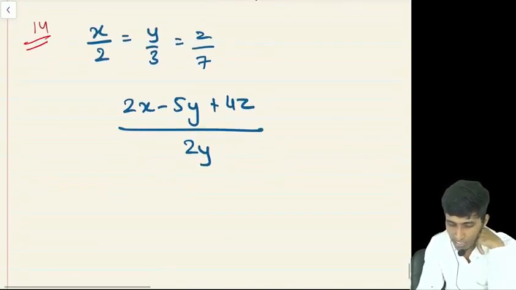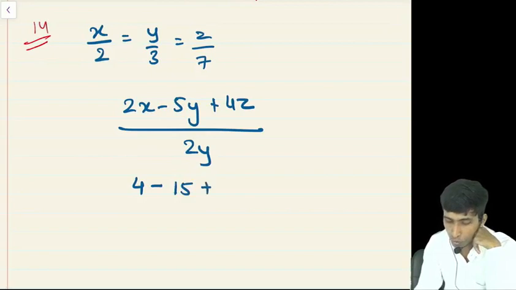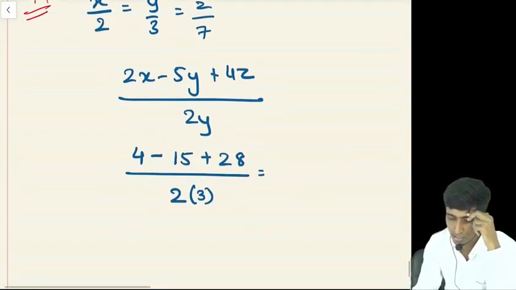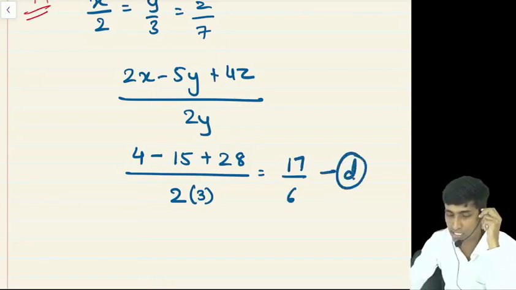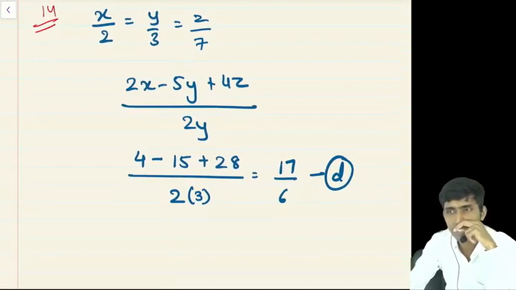2 into x is how much? 2 2s are 4. 5 3s are 15. 4 into z, 4 into 7 how much? 28, upon 2 into y. 2 into 3 how much? 6. 4 minus 15 is how much? Minus 11. 28 minus 11? 17 by 6. Check the option, answer is D. Easy, no?